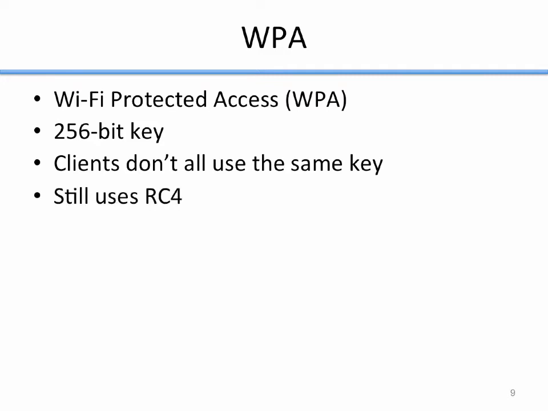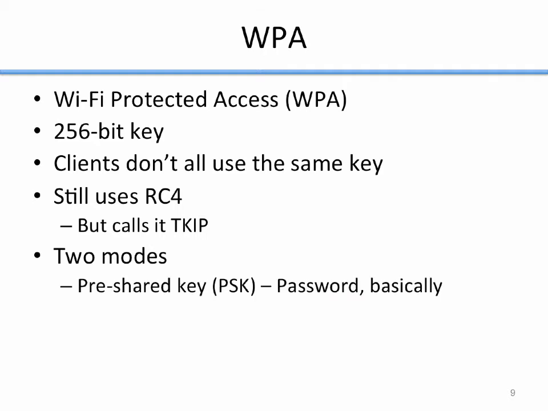WPA still uses RC4, but they changed the name to TKIP, just for fun. I think it's Temporal Key Integrity Protocol. I don't remember. But they just call it TKIP. And there's two different modes for WPA. The first is pre-shared key, which is basically you enter a password. In fact, this is probably the way your access point at home is configured. There's probably a pre-shared key, so you turn on the laptop, you connect for the first time, and it asks you for the password to the access point, and you type it in, and then it connects.